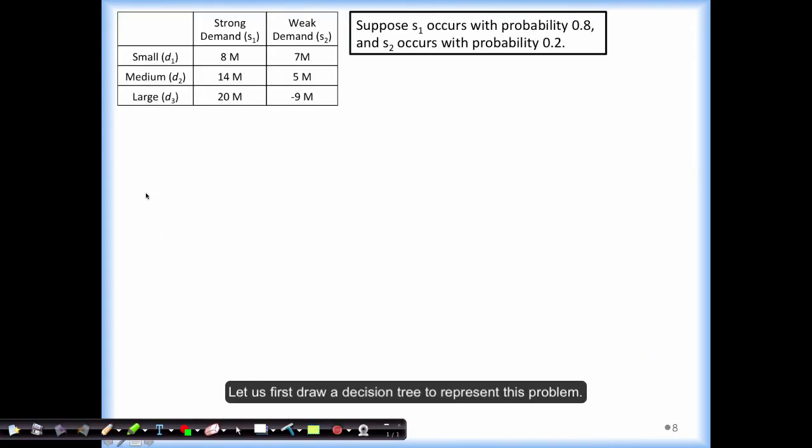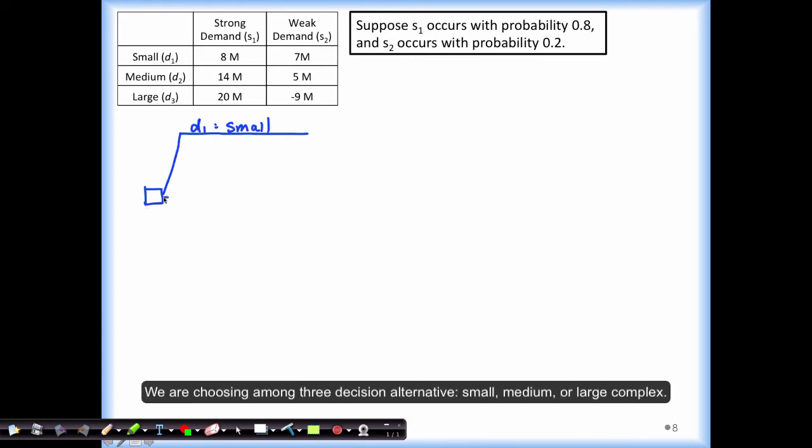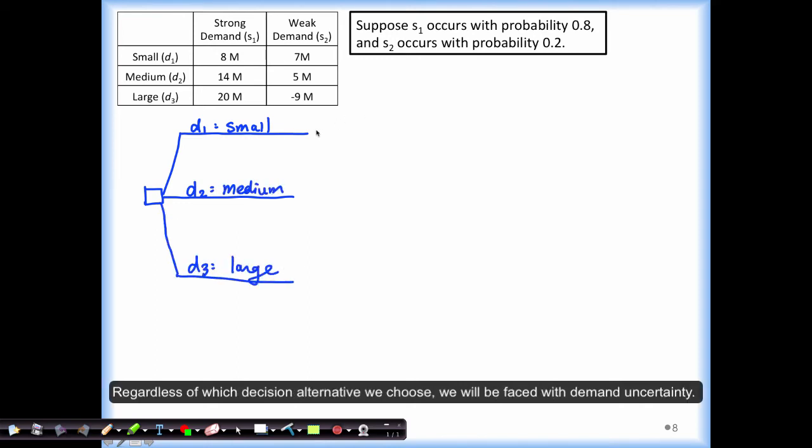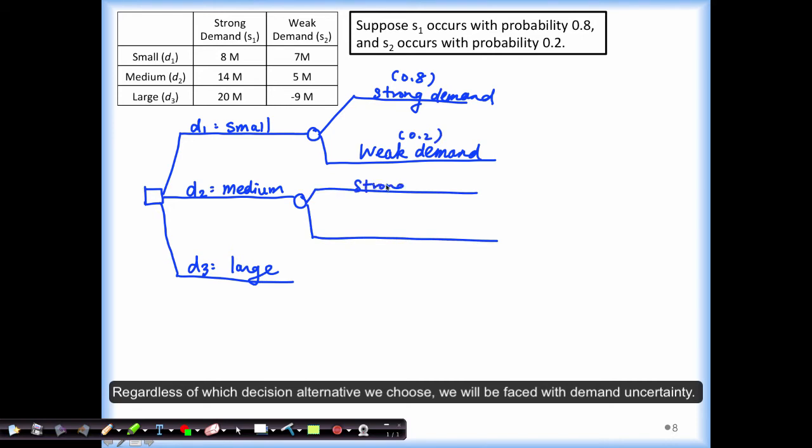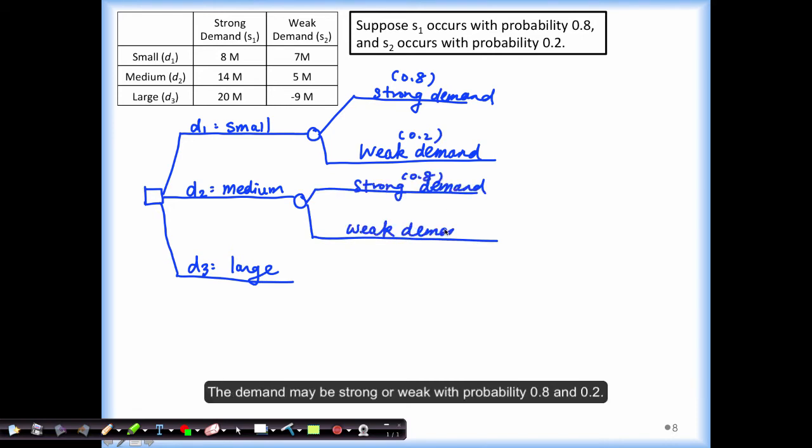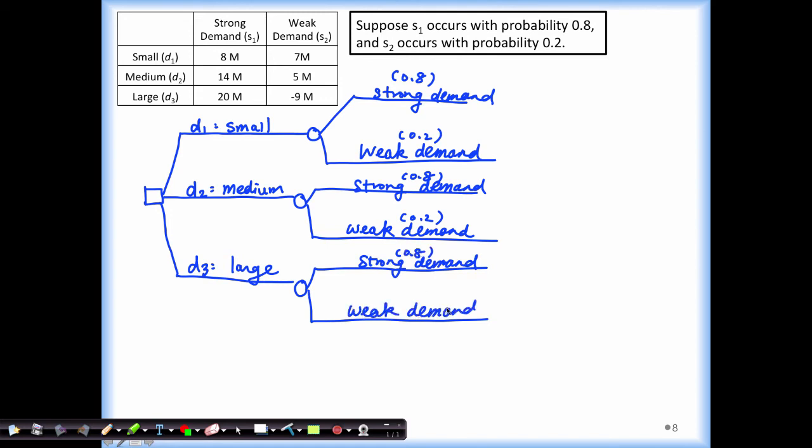Let us first draw a decision tree to represent this problem. We are choosing among three decision alternatives: small, medium, or large complex. Regardless of which decision alternative we choose, we will be faced with demand uncertainty. The demand may be strong or weak with probability 0.8 and 0.2 respectively.